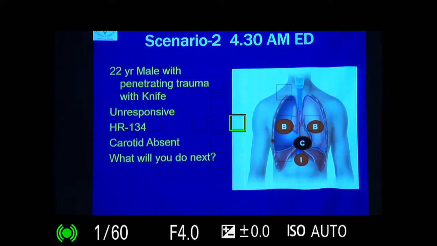So, the second case is a 22-year-old male with penetrating trauma through the chest, comes in unresponsive. So, what do you think the cause of arrest? You have to anticipate, as a leader you must anticipate while chest compression is going on. Yeah, absolutely. Massive hemothorax, you do not say it is a simple hemothorax. Yeah, anything else?